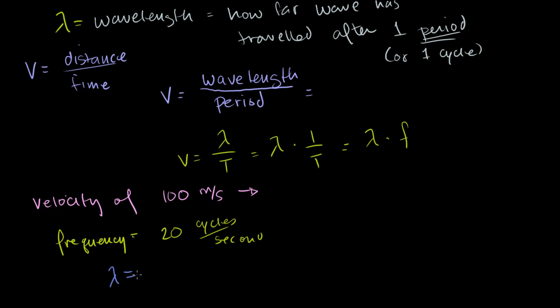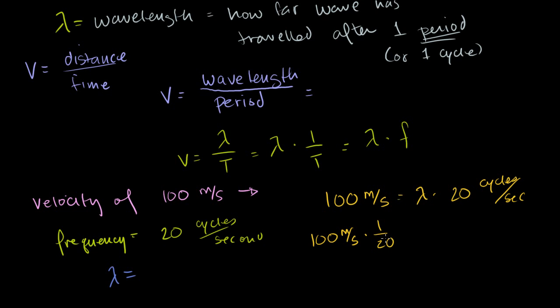So in this situation, you would say your velocity is equal to your wavelength times your frequency. Divide both sides by 20. And actually, let me make sure I get the units right. So this is meters per second is equal to lambda times 20 cycles per second. So if you divide both sides by 20 cycles per second, you get 100 meters per second times 1 over 20 seconds per cycle.